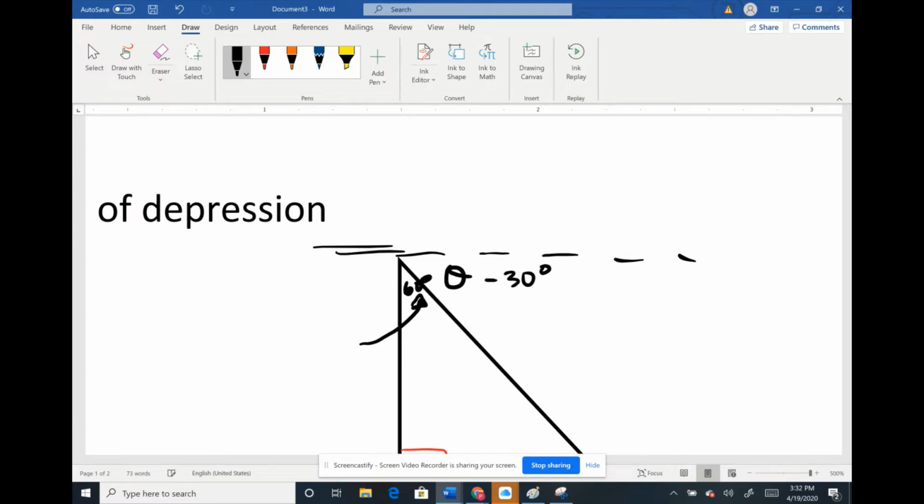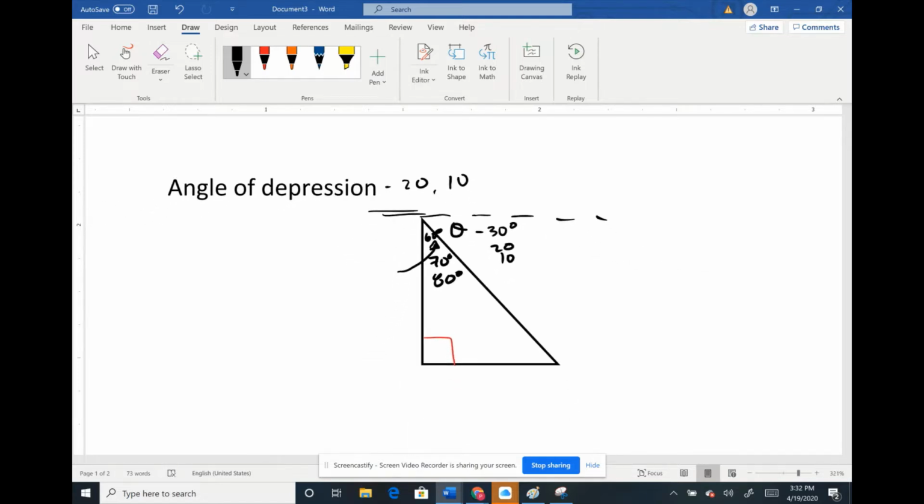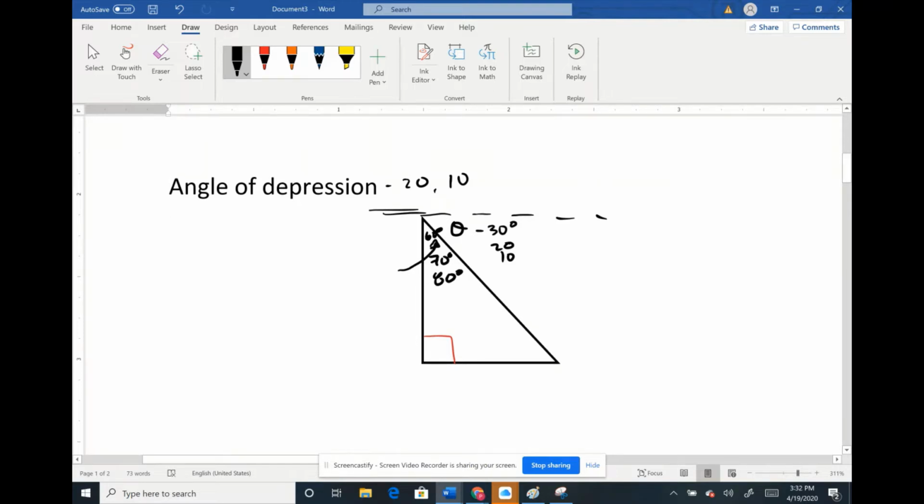Together, these two angles should add up to 90. So if the angle of depression is 30, this is 60. If the angle of depression is 20, then this angle here would have to be 70 degrees. And if the angle of depression is, let's just say 10, then this would have to be 80 degrees. Okay, so that's how we use the definition of angle of depression when we see it in a word problem.